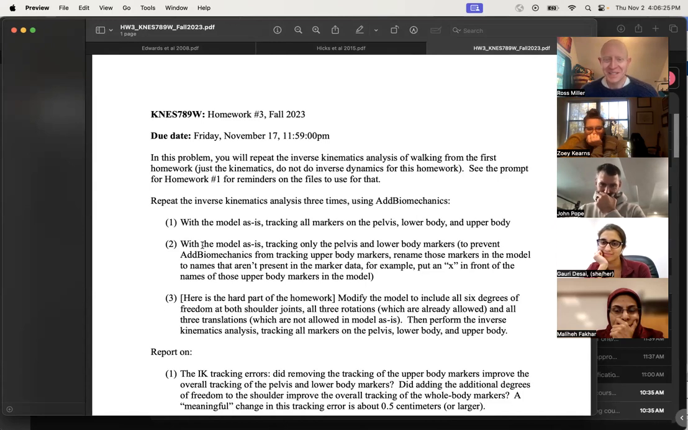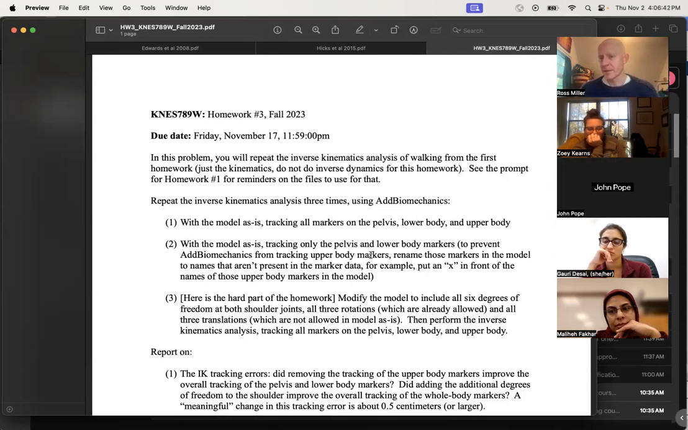The best way to do that, and I gave you a tip down here, is that AddBiomechanics, if it doesn't find consistency between the names of the marker data that you're giving it and the names of the markers in the model, it just won't try to track that marker. So the best way to get it to not track something is to go into the name of the marker in the model and put an X in front of it. If I don't want it to track the left acromion marker, I put an X in front of the name of that marker, and then it will not be able to track that marker because there's no marker with that name in the data.